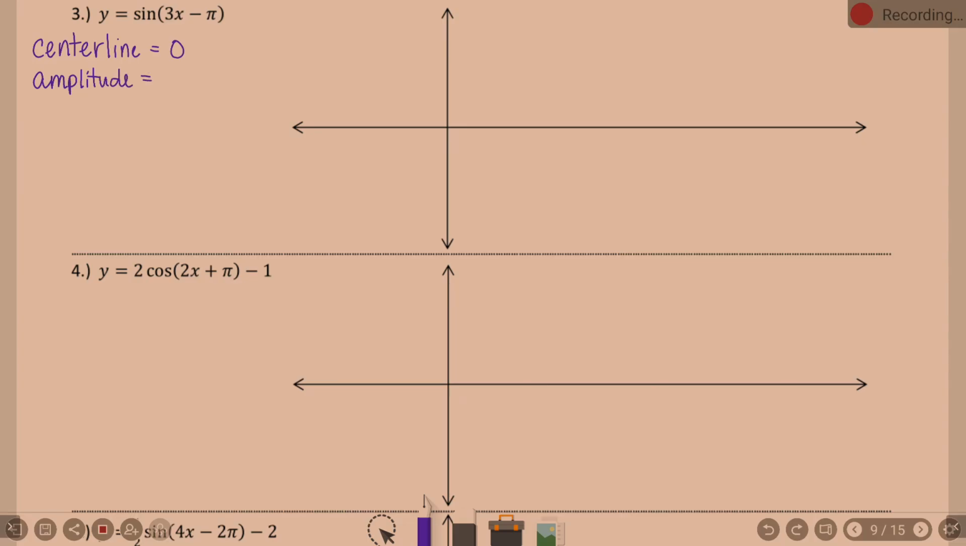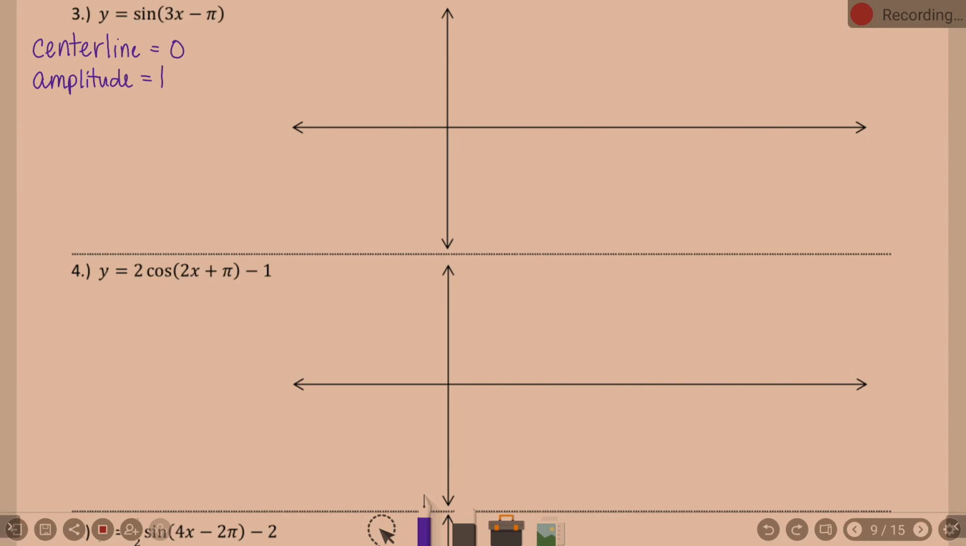Amplitude. How far am I going to stretch this up and down? 1. It's the number in front of sine or cosine, which is an invisible 1 here. So amplitude is 1. So we talk about how high and low our graph is going to go. Just going to go 1. And no reflection this time, right? That's usually when I talk reflection.